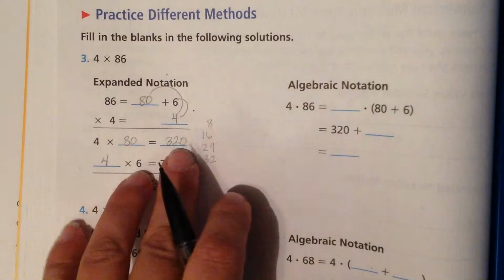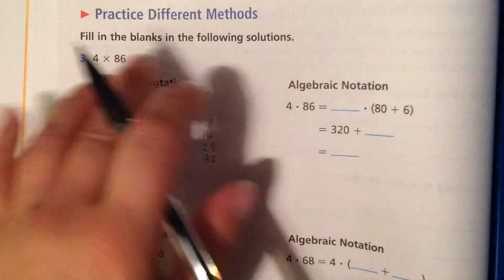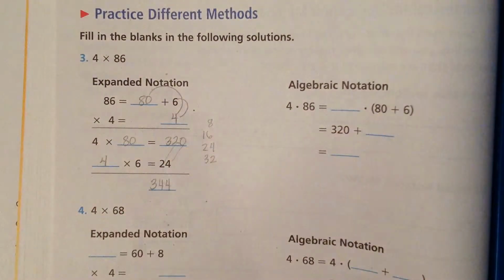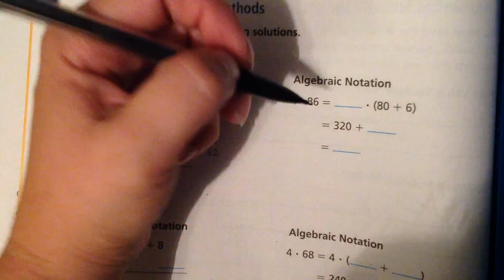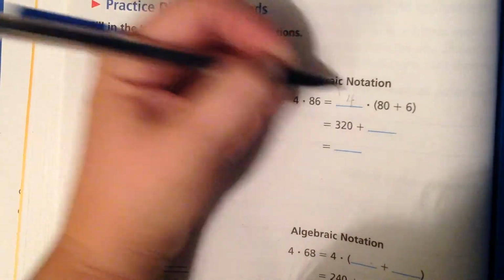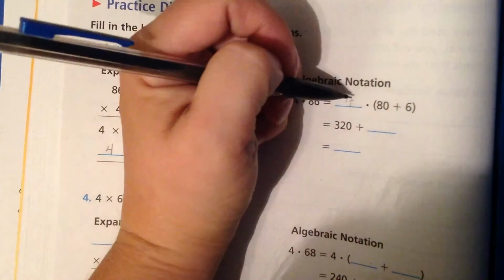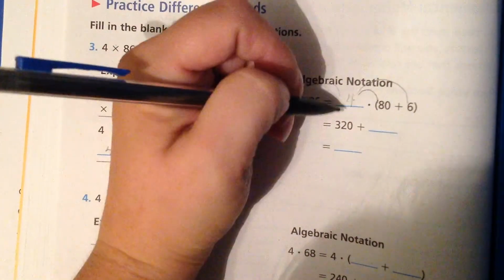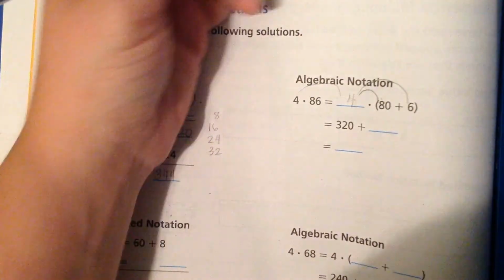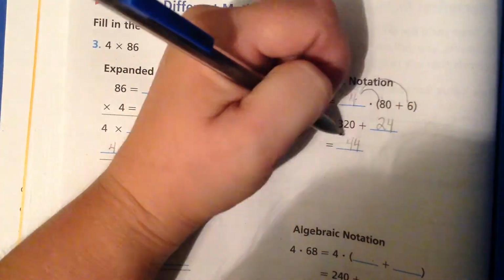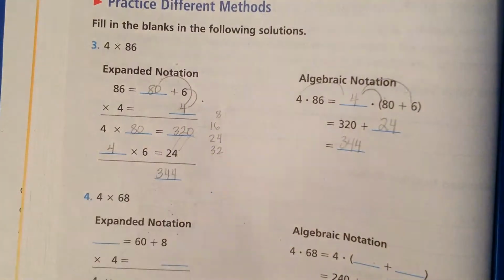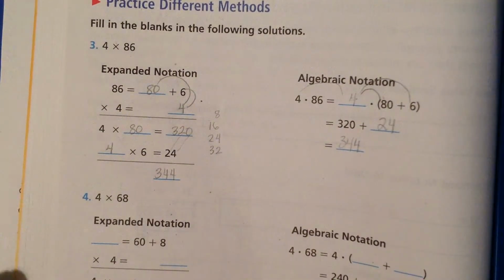So using the same structure, using the algebraic notation, my answer should be the same. Remember, with algebraic notation, I've decomposed my number, I've moved my 4 over, and the distributive property says that I'm going to multiply 4 times 80 and 4 times 6. 4 times 80 is 320. 4 times 6 is 24. When I add them together, 4. 2 plus 2 is 4. 3. You'll notice the answers are the same, even though I use two different methods.